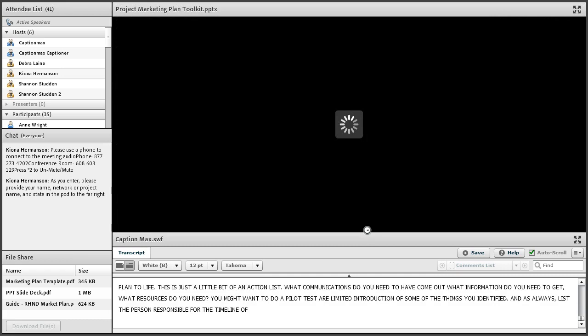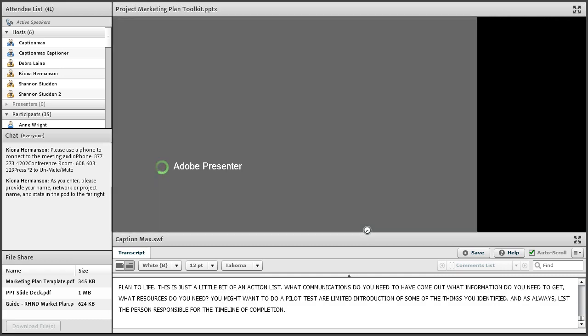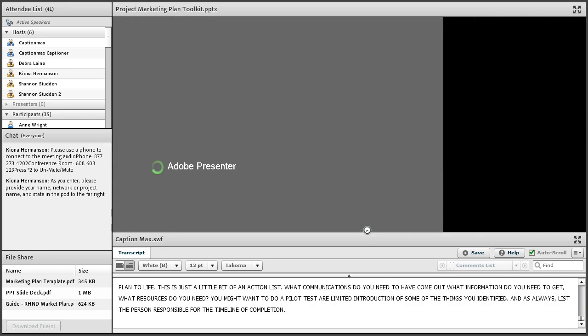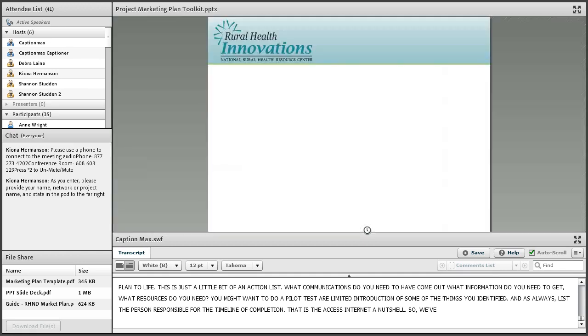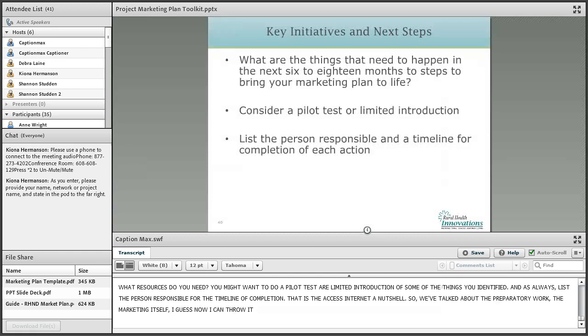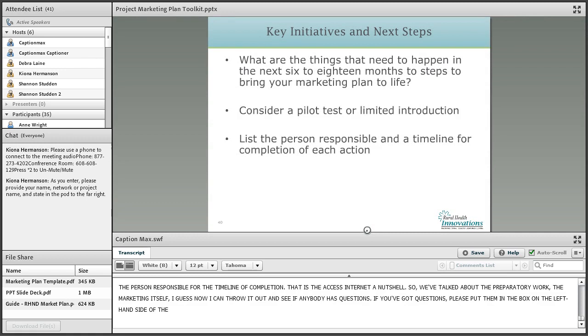And then the very last bit is to think about what needs to happen in the next 6 to 18 months to bring your marketing plan to life. So this is just a little bit of an action list. What communications do you need to have? What information do you need to get? What resources do you need? You might want to do a pilot test or a limited introduction of some of the things you identified in the marketing plan. And as always, list the person responsible for each and a timeline for completion.